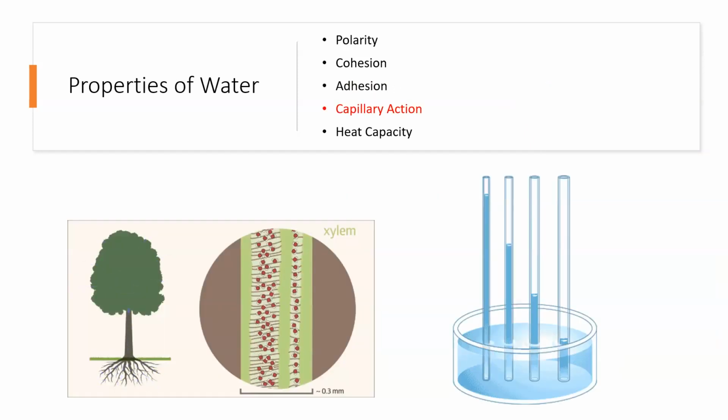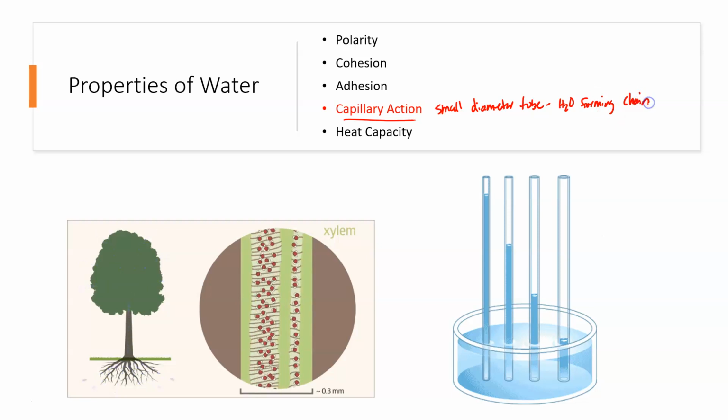Capillary action is when you have water molecules pulling other water molecules up very skinny tubes. I bring that up because we obviously can't talk about how plants hydrate themselves or how plants get water without talking about a property of water known as capillary action. So capillary action is basically a small diameter tube, and water forming a chain to pull itself up the tube. Now, capillary action definitely applies cohesion and adhesion.